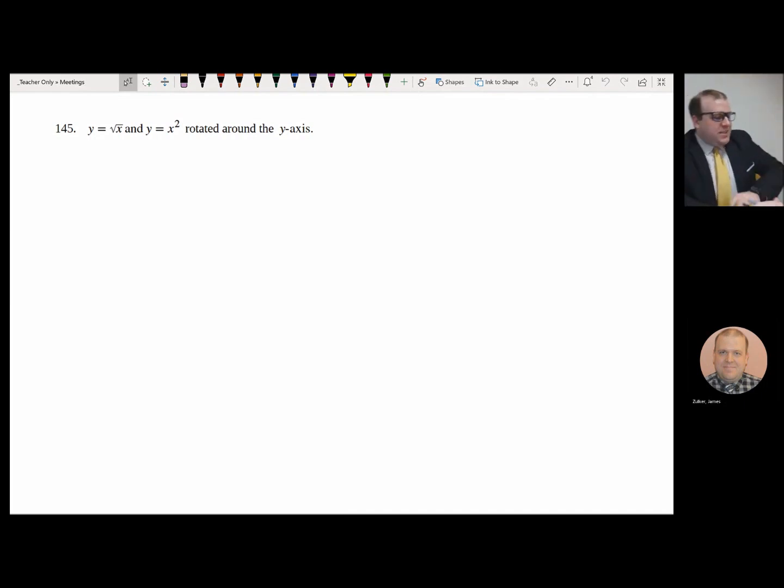Region bounded by root x and x squared rotated about the y-axis. Again, let's try and do this without relying on a plot. Let's pretend like we're back in the old days when I was in school and we weren't allowed to use calculators.